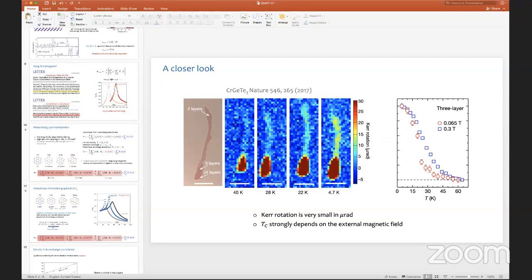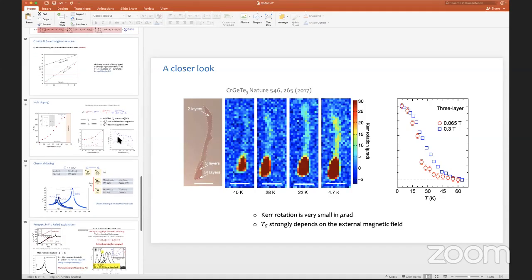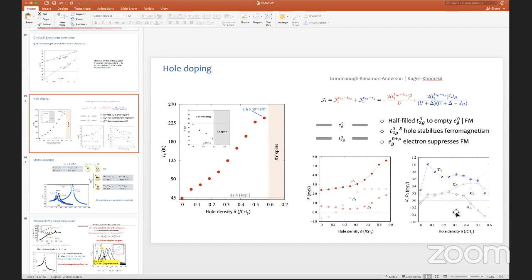Another quick question is, what is the sign of your Kitaev exchange? Sorry, what is the sign of your Kitaev exchange? Ferromagnetic or antiferromagnetic? It varies actually. It is mostly ferromagnetic. Okay, ferromagnetic. Good. Thank you. But it changes sign also depending on your hole density.